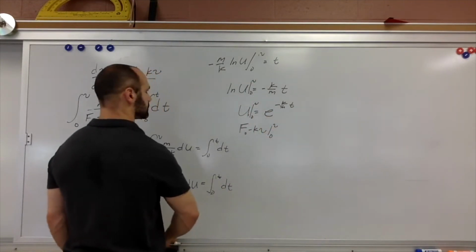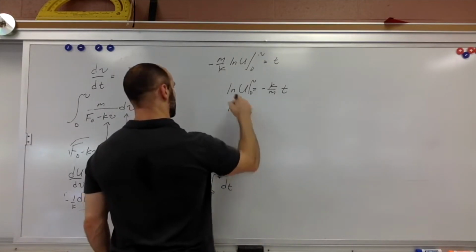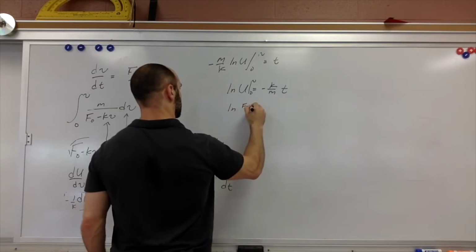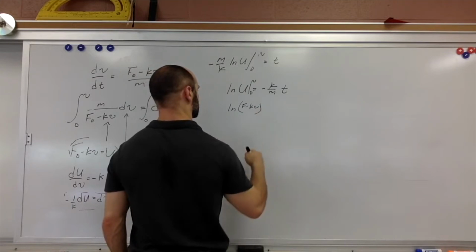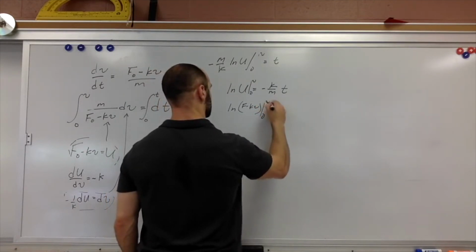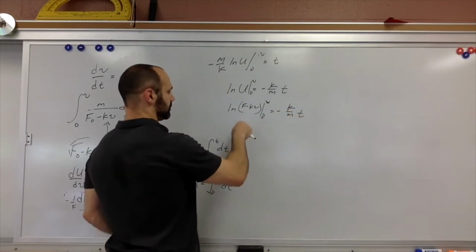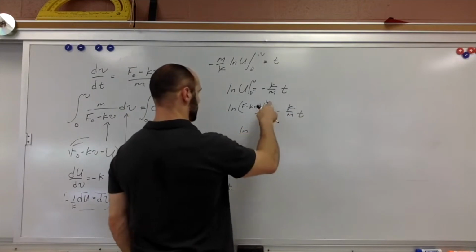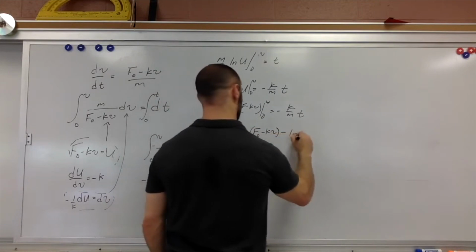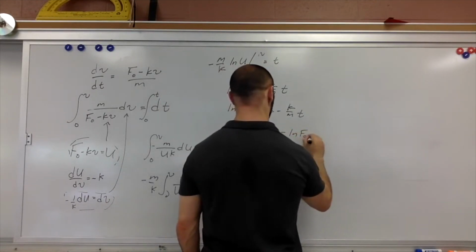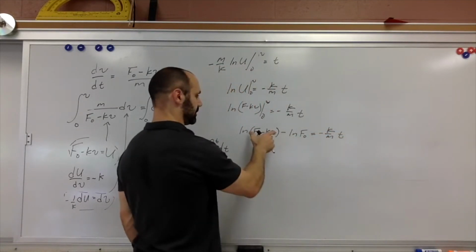Or rather, let me plug this back into here before I do anything else. So natural log of F naught minus kV, from 0 to V, equals negative k over m times t. So if I plug v in, F naught minus kV, minus natural log, if I plug 0 in, then I just end up with F naught, equals negative k over m times t. Subtraction, though, means I can put this over this.